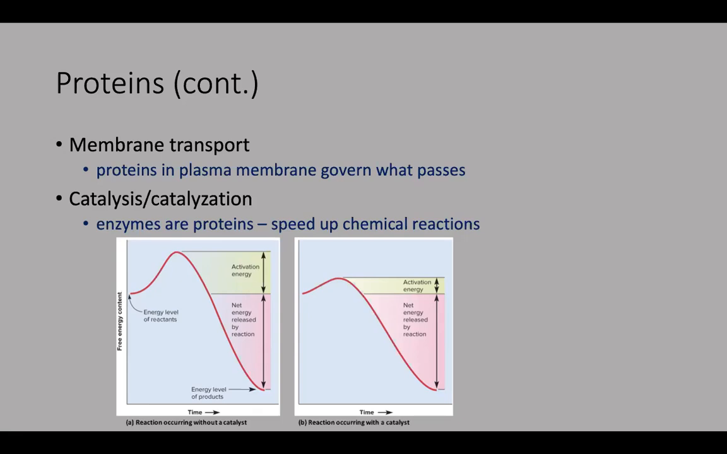If we look at these graphs here, on the left, this is a reaction without a catalyst or an enzyme. The activation energy is the energy that's needed to get that reaction going. When you include an enzyme or a catalyst, it just decreases how much energy is needed to get it started. Good?